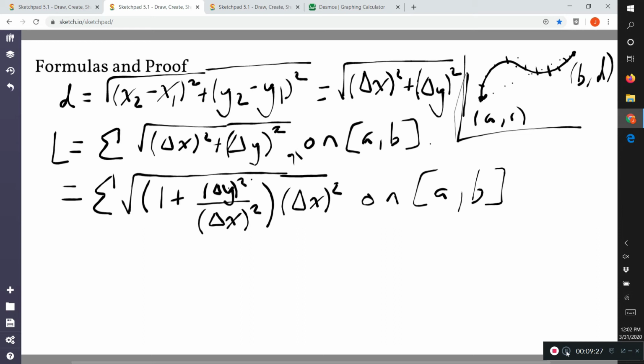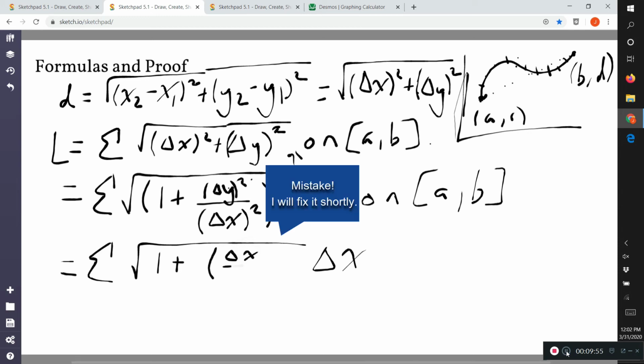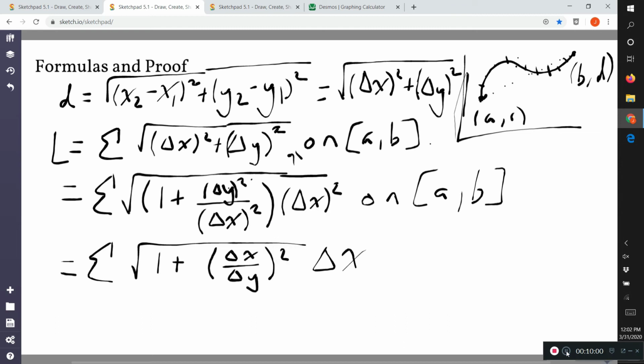Now, if we have delta x squared inside of our radical, we can translate that into a delta x outside of our radical. I'm also going to do a brief simplification here. Delta y squared and delta x squared as a quotient can be simplified using exponent rules as delta y over delta x quantity squared. Still on a to b.